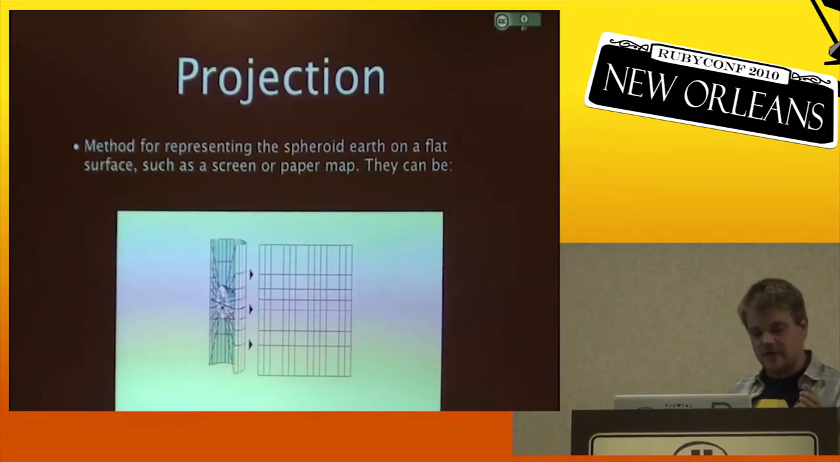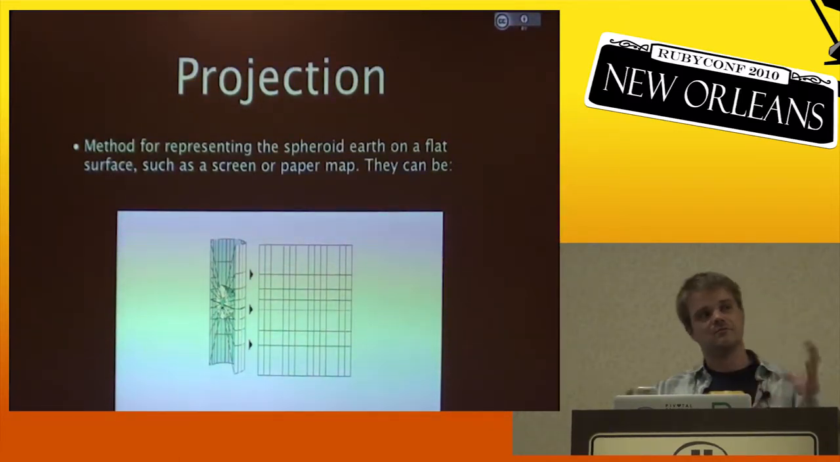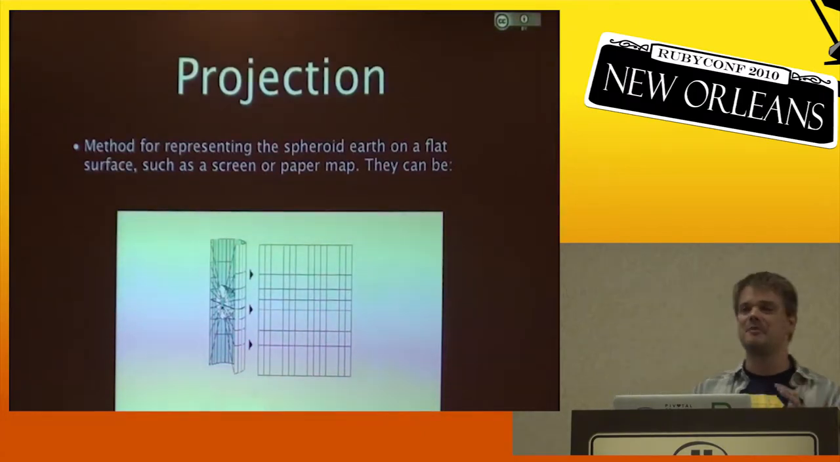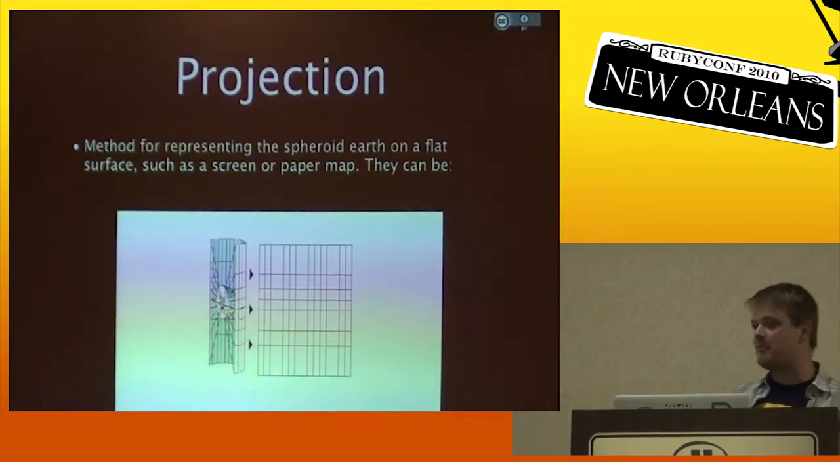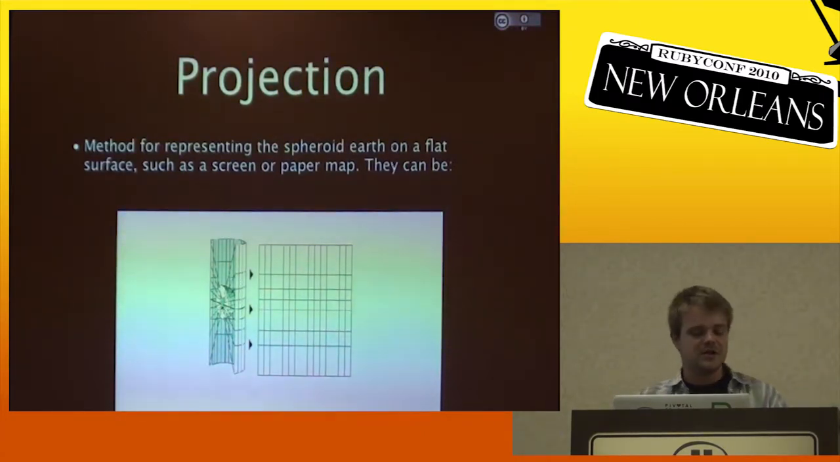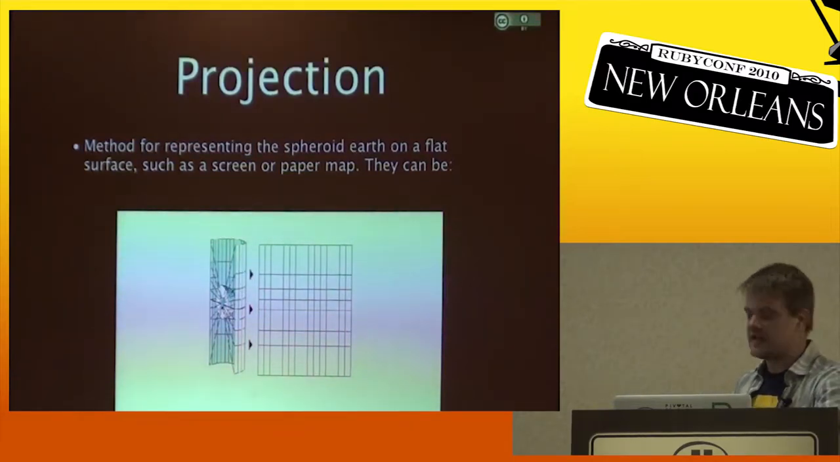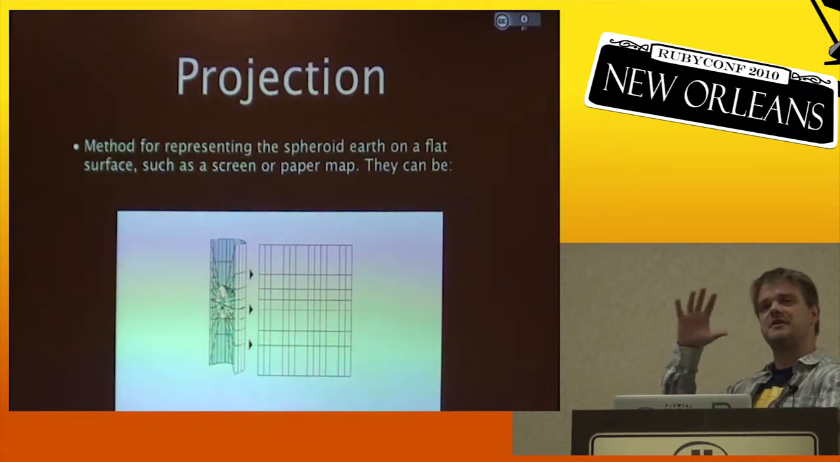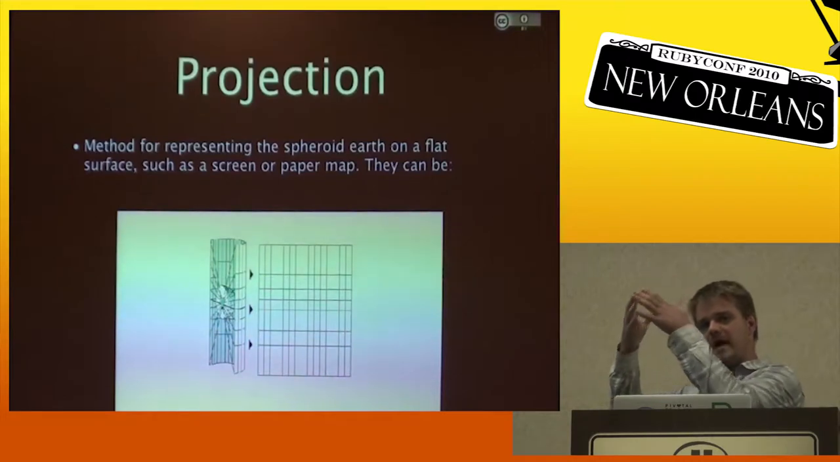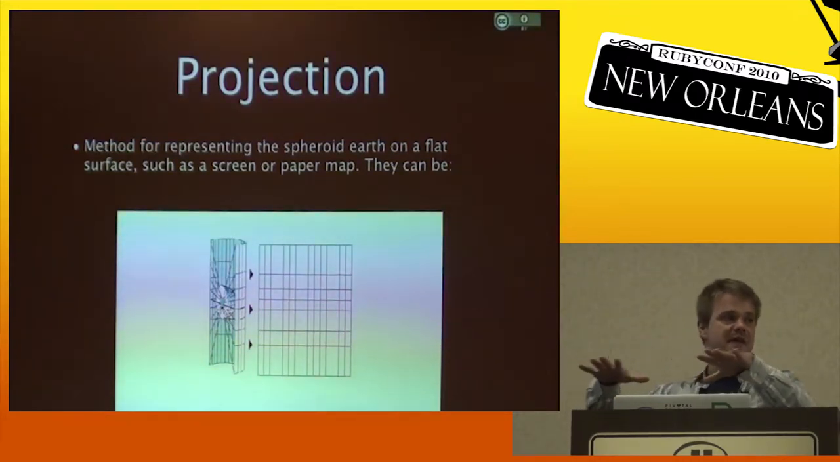Essentially, the Earth is roundish. It's not flat, but your computer screen is flat, and a map made of paper is flat. So there has to be an algorithm for taking that round object and mapping all of the points onto a flat surface. And that's called projection.